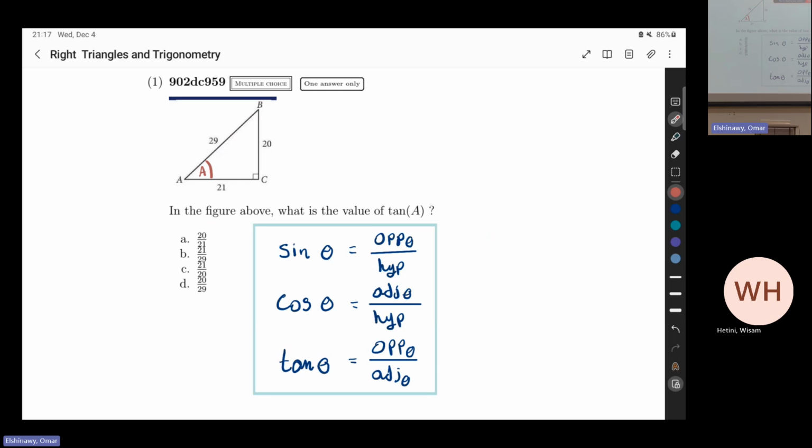You know the answer? You can just say 20 over 21. Because you take the opposite, then you divide by the adjacent. Okay, that's easier, right? It's not too difficult. I think once you have that box, you're kind of good.